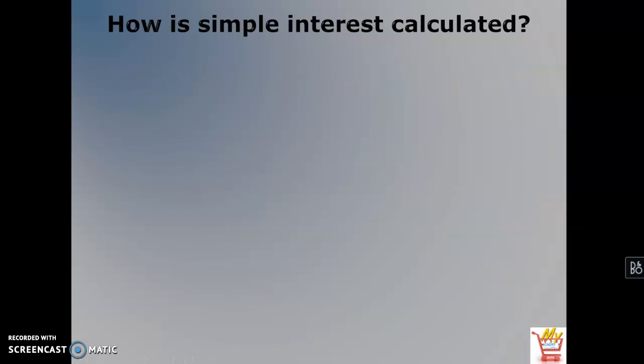Okay, we'll stop right there. You have questions to answer on Canvas. Tomorrow we will do another example or two on simple interest, and then we'll talk about compound interest and how to calculate that.